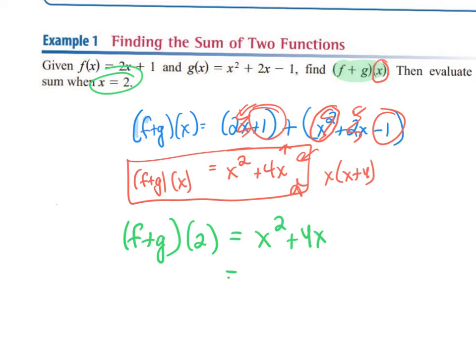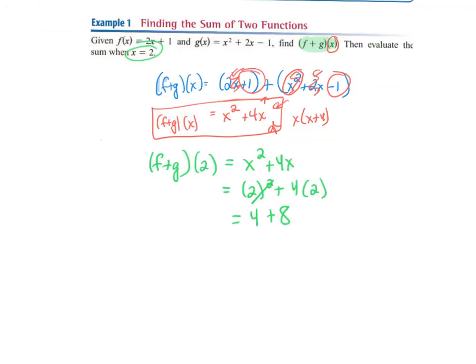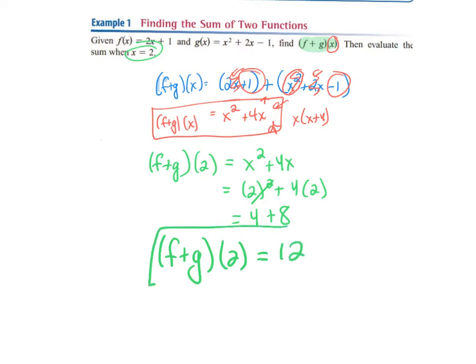Now I'm going to take 2 and plug it in everywhere I see an x. So 2 squared is 4, and 4 times 2 is 8, correct? You guys with me? Yes. So your answer to this one would be f plus g of 2. What you're saying is when I plug 2 into this, I get 12. Questions?